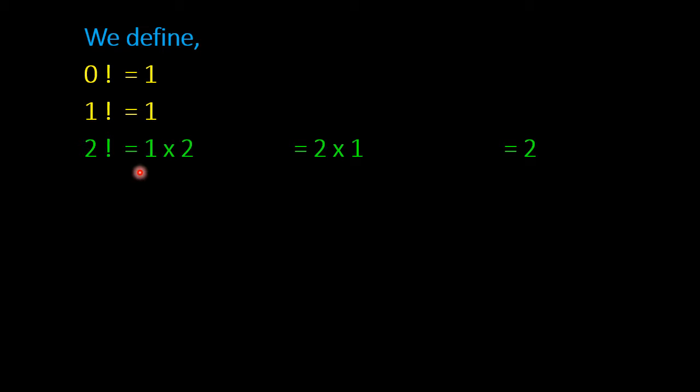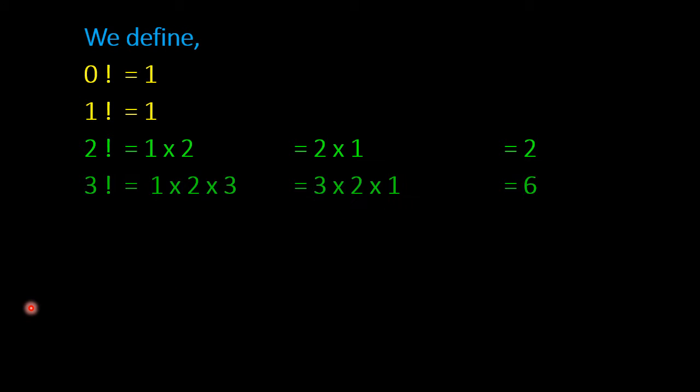Now here we define 0 factorial. So 0 factorial means 1. You have to remember this. And also 1 factorial is also 1. So 0 factorial and 1 factorial, its value is 1. And 2 factorial can be written as 1 into 2 because 2 factorial is the product of the first 2 natural numbers. It can also be written in reverse order as 2 into 1, because 1 into 2 and 2 into 1 give the same value 2.